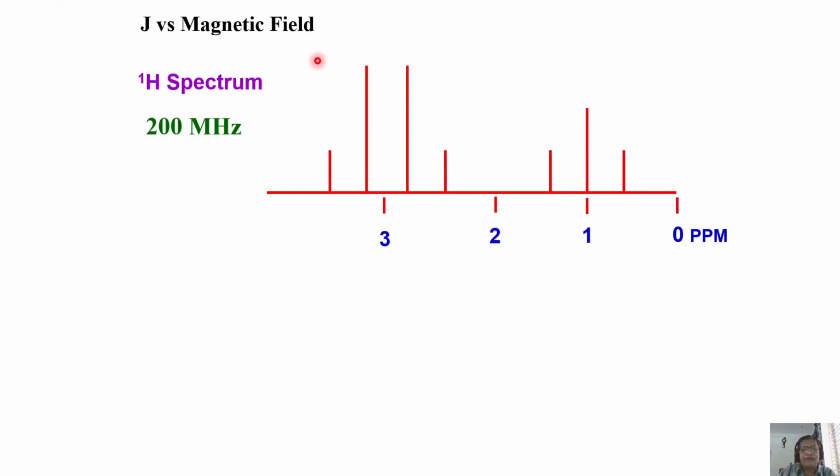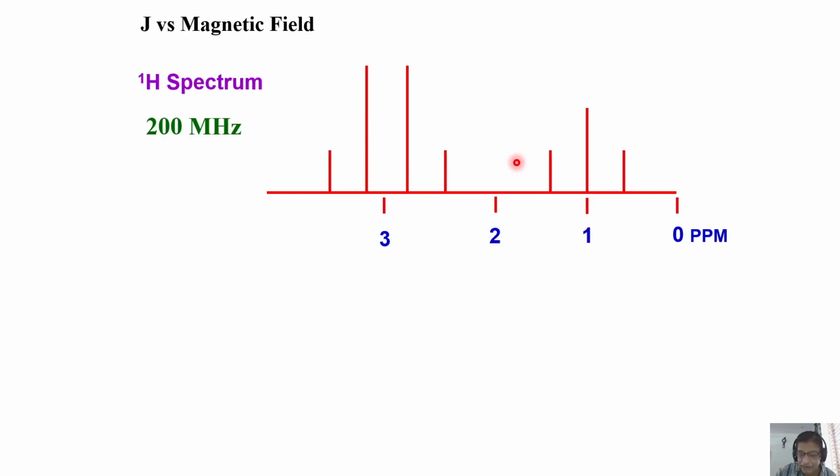I have taken the spectrum of some hypothetical molecule. Of course, looking at the spectrum, by now you must be experts. You must be able to say what this molecule is. This is a triplet, which means it is attached to a CH2 group. And this is a quartet, which means it is attached to a CH3 group. It means it is a molecule containing CH2 and CH3, some hypothetical molecule with other substitution.